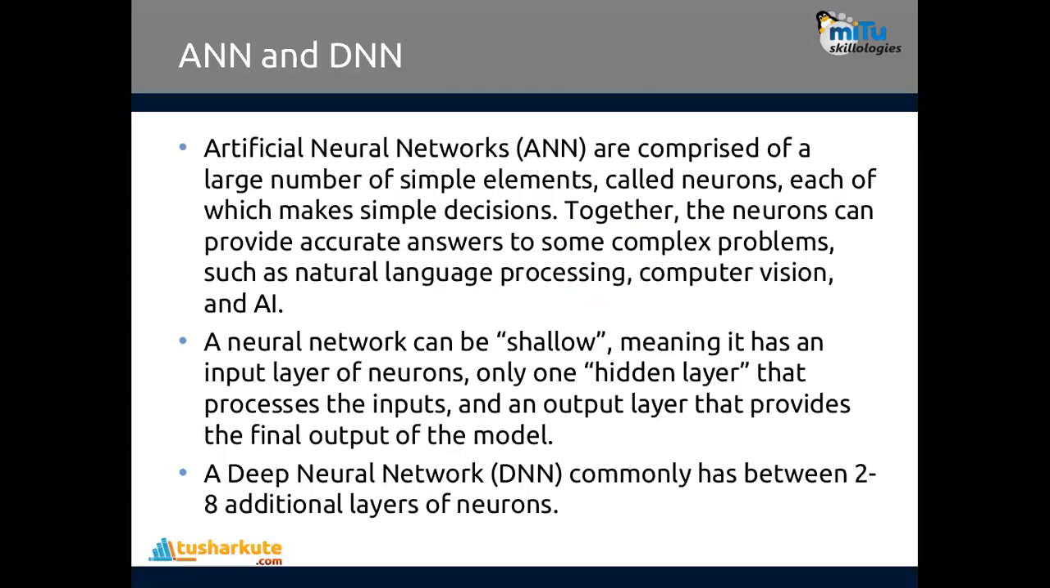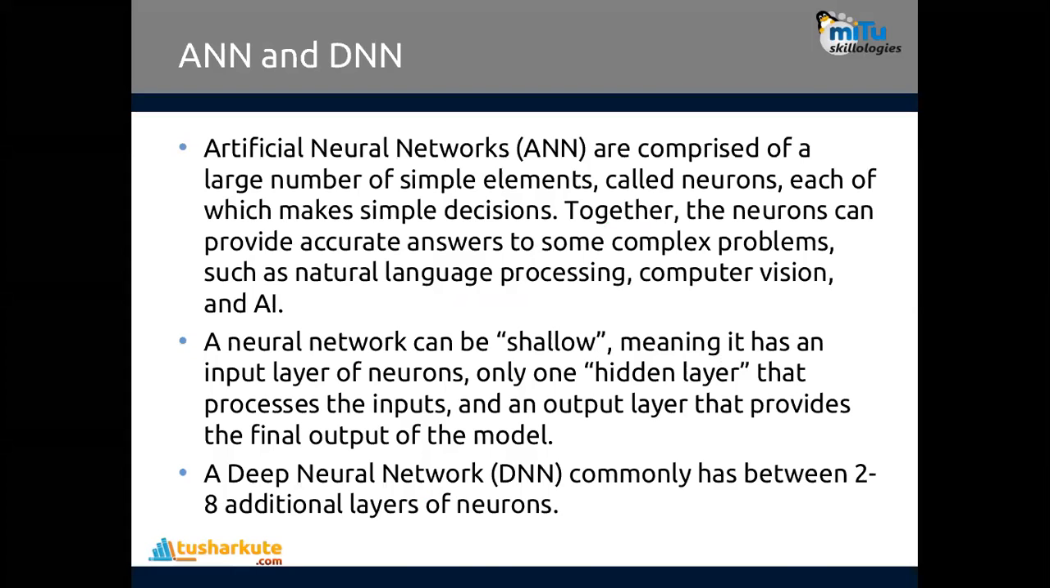Artificial neural network. Two terminologies are used here, ANN and DNN. Artificial neural networks are comprised of a large number of simple elements called neurons, each of which makes simple decisions. Together, the neurons can provide accurate answers to some complex problems, such as NLP, natural language processing. Maybe you have seen some case study in computer vision, that is, computer image processing, and artificial intelligence. A neural network can be shallow, meaning it has an input layer of neurons and only one hidden layer. It processes the input, and the output layer provides the final output of the model.